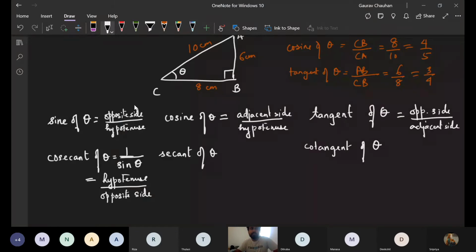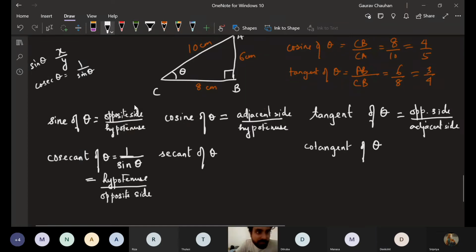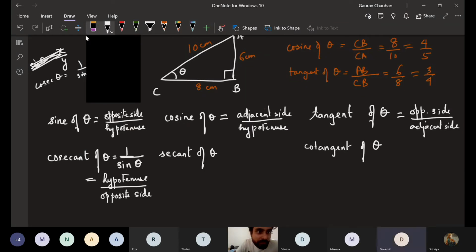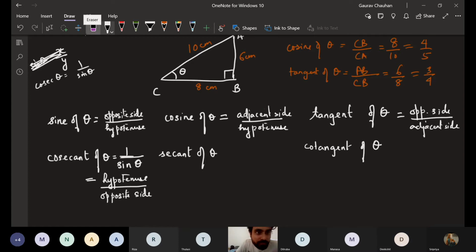I want you to think of this as x by y. If sine theta is equal to x by y, cosecant theta is equal to 1 by sine theta. Sorry, I've started using short forms. Just give me a minute, okay? I should avoid that right now. Come to the short form in a bit. Okay, eraser not working. Let me just cut it off.